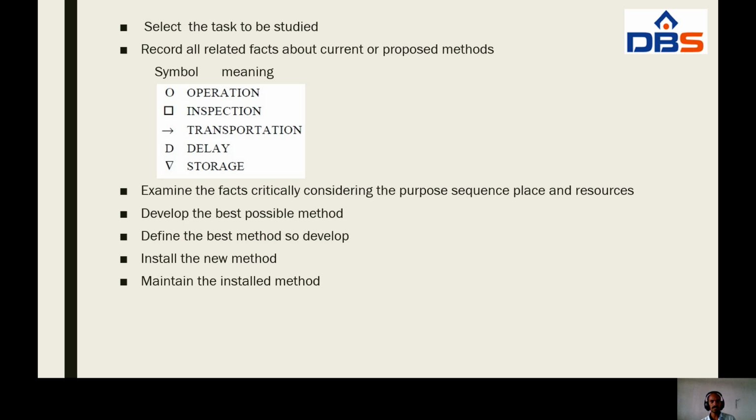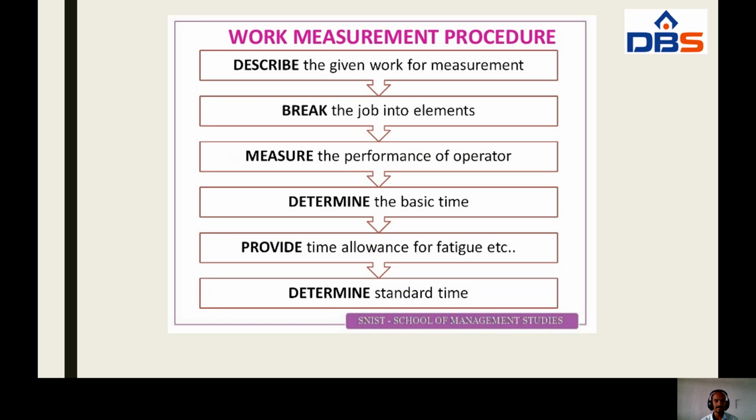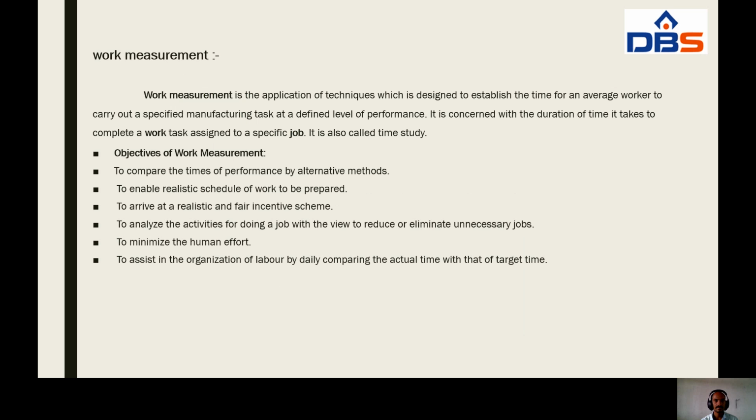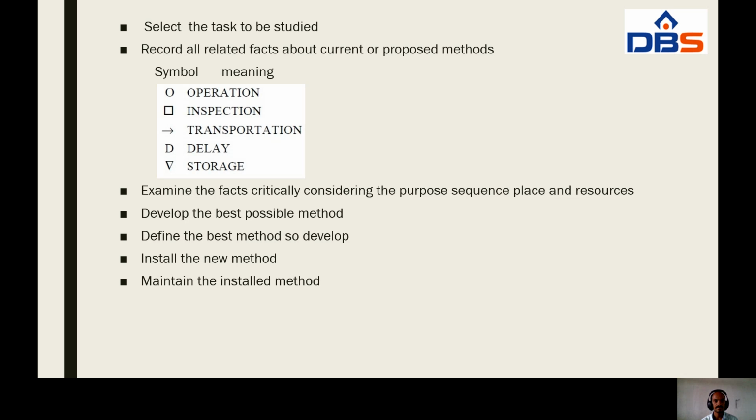Here some of the symbols are used to record the current methods or proposed methods. See here, symbol and meaning. This symbol means operation, and next this means inspection, and the arrow like this means transportation, and the next is delay. This symbol is delay, and the next is the meaning of storage. These are all the symbols used in recording.